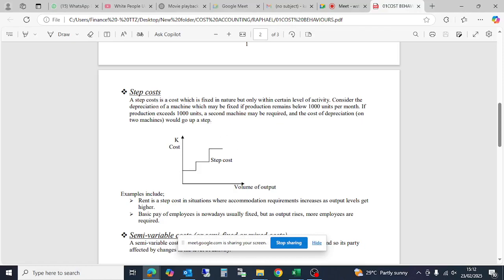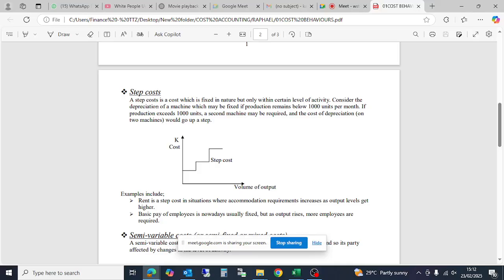Okay, so a step cost is a cost which is fixed in nature but only within a certain level of activity. Do you remember our semi-variable cost? Yes, that is rent. Okay, so rent can either be a semi-variable cost or a step cost.